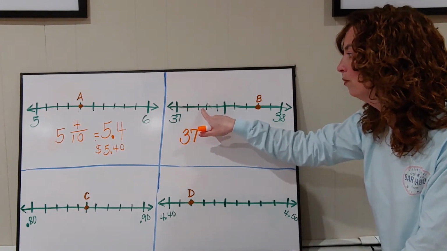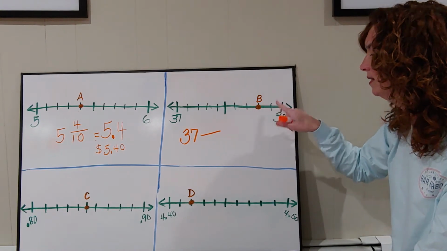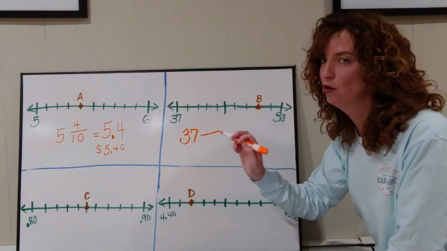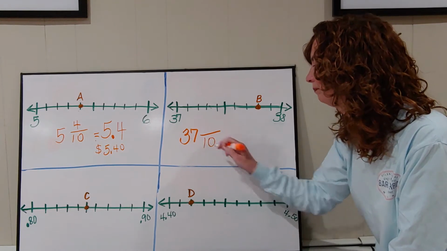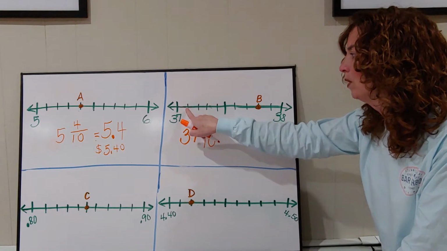1, 2, 3, 4, 5, 6, 7, 8, 9, 10. I bet you got that one. I bet you already knew that was coming, right? 10. And now let's count our lines until we get to the B.